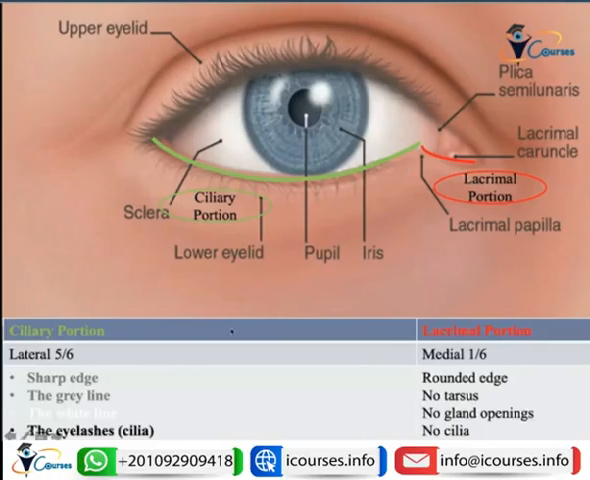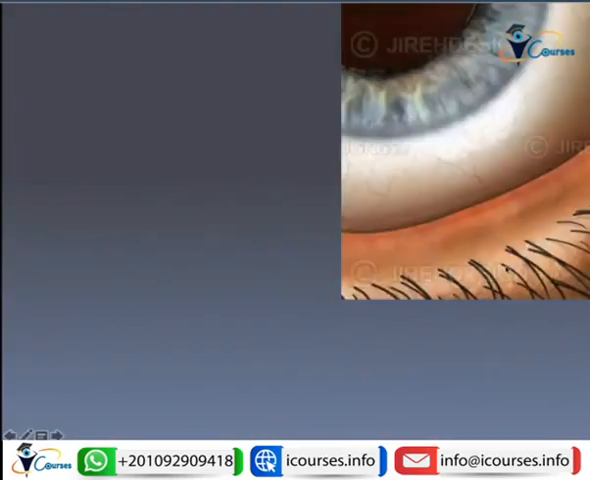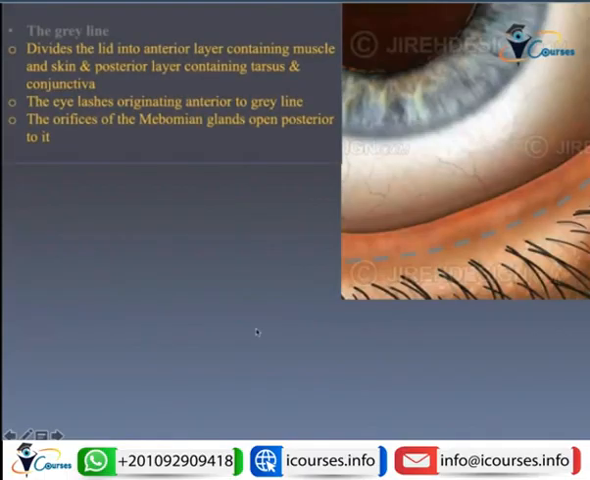Let's discuss further the ciliary portion and learn what the gray line, white line, and the eyelashes are like. If we take a magnified image of the lid margin, we can see a lash line followed by a dark line called the gray line, then followed by a whitish line called the white line, followed by the mucocutaneous junction, which is the junction between the lid and the palpebral conjunctiva. So let's first start with the gray line.